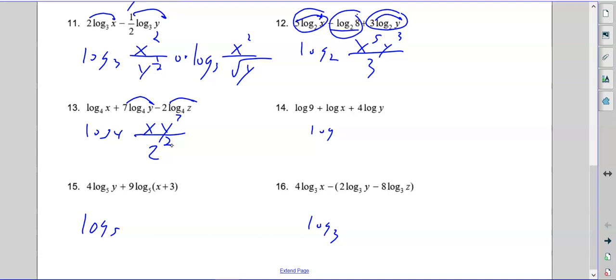14, no fraction, no subtraction. So it's just everything right in a row. So we have a 9, we have an x, and a y. But the y has an exponent. So it's 9x, y to the 4th.